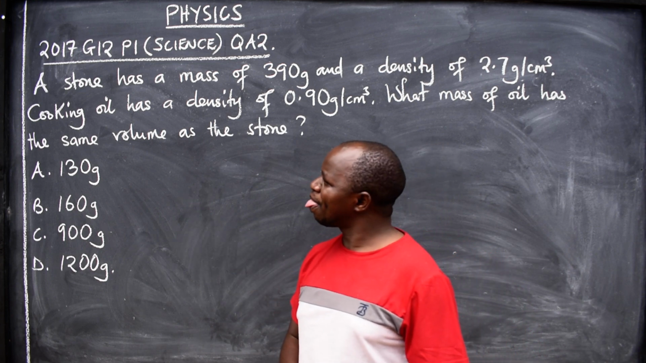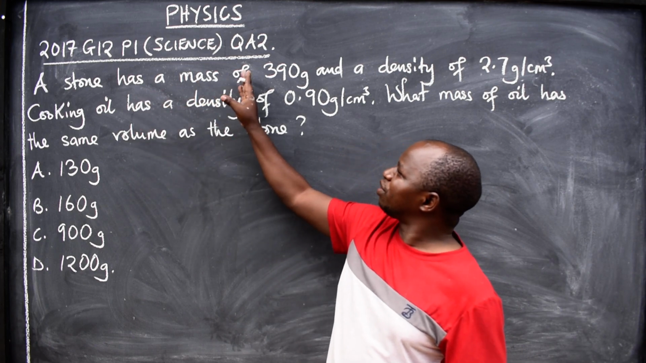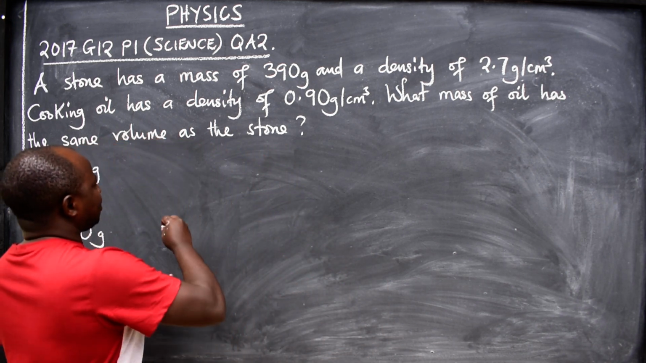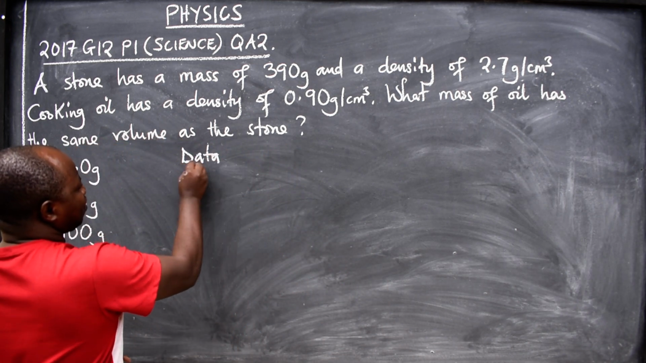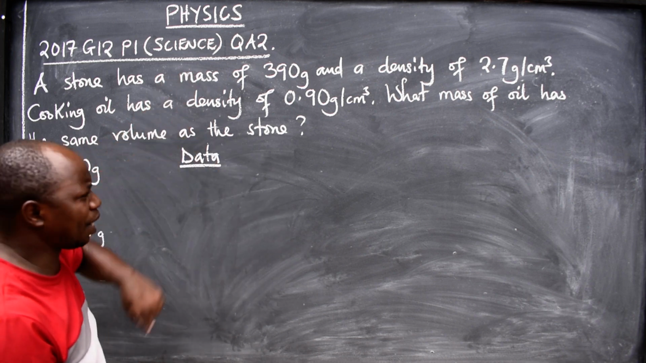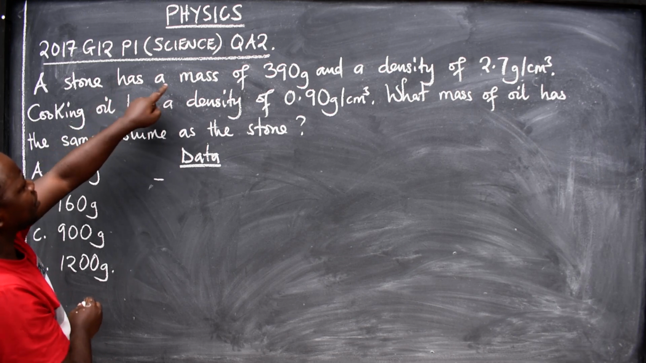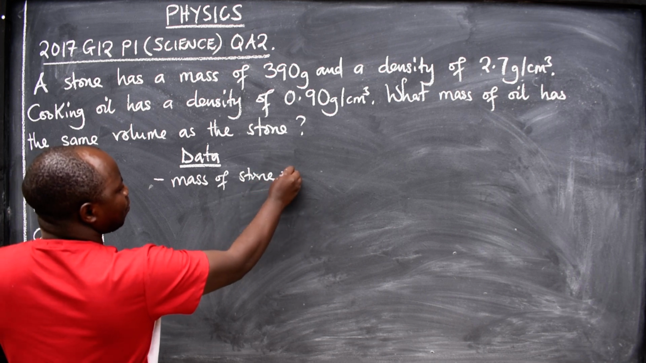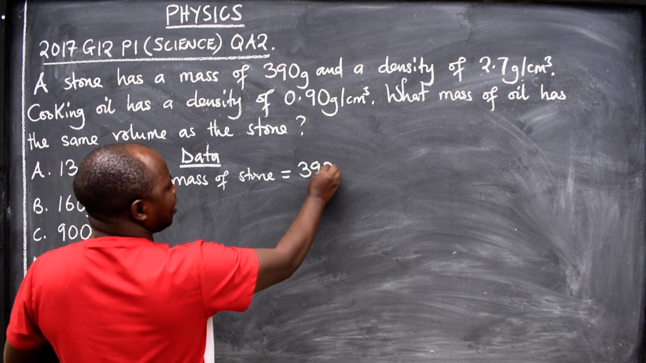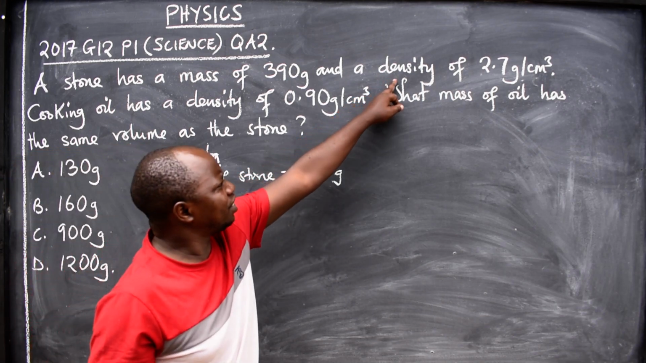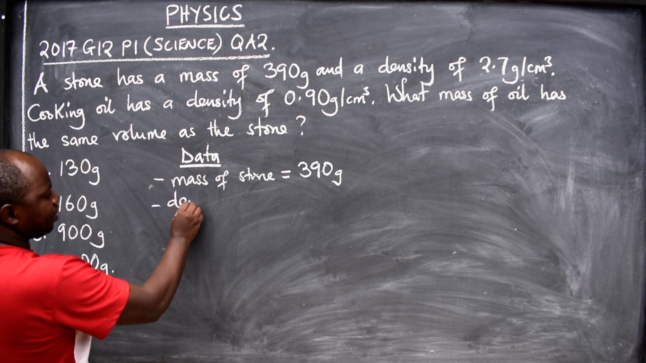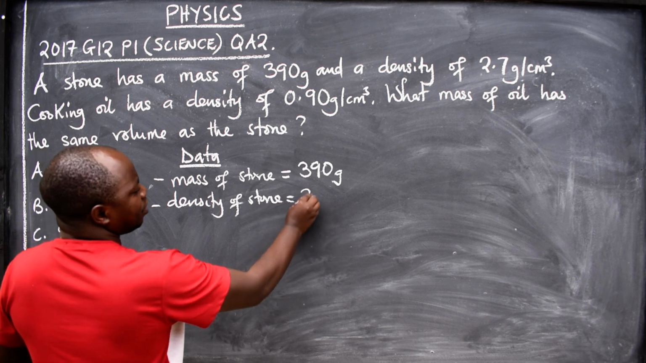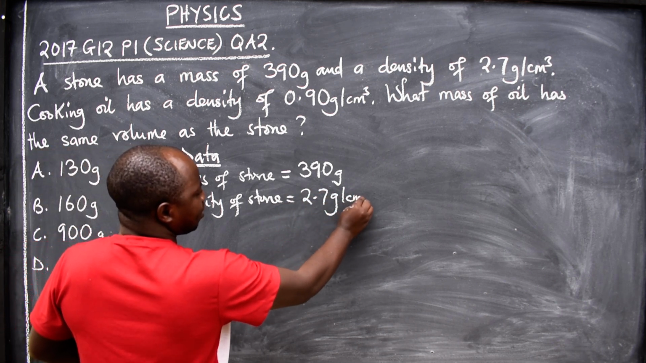Let's start. We are told that the stone has a mass of this, so we are now going to come up with the data so that you understand what they are talking about. Data, what is in the question, okay? So one, the mass of the stone. What have we been told? 390 grams. What else? Density of the stone, which is 2.7 grams per cubic centimeters.